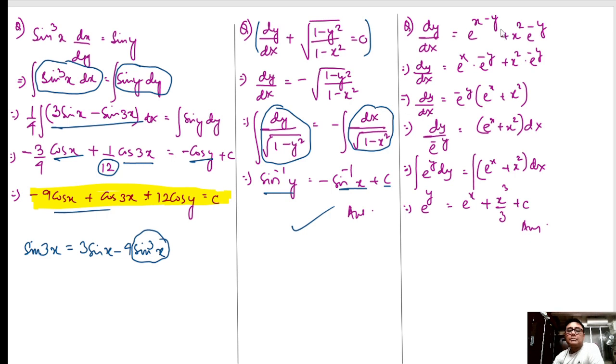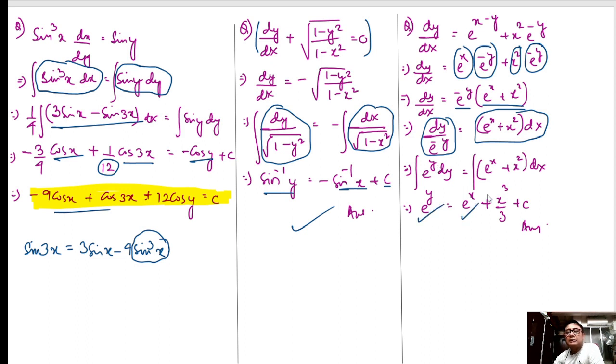Now in this sum, first we'll break this up because we have to take common, and then taking e to the power minus y common. And now separating the y part and the x part and putting integration sign. So e to the power y dy integration is this, e to the power x integration is this, x square is x cube by 3 plus c. So this is our solution of the equation.